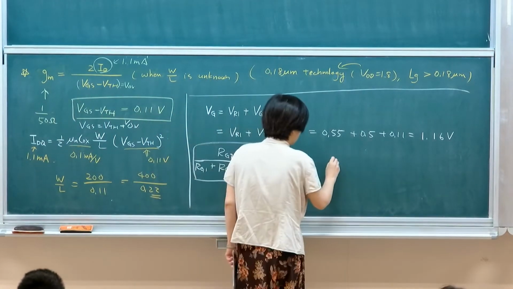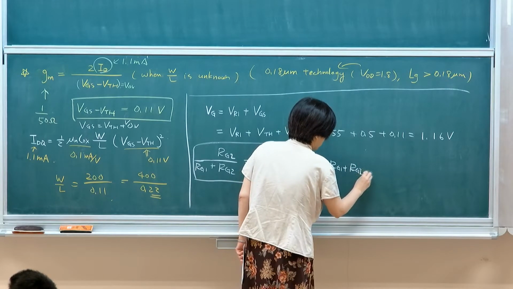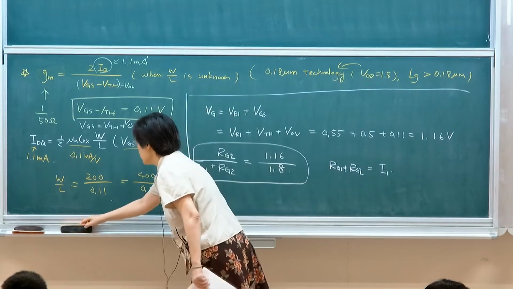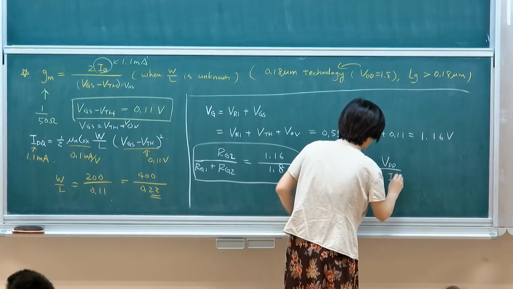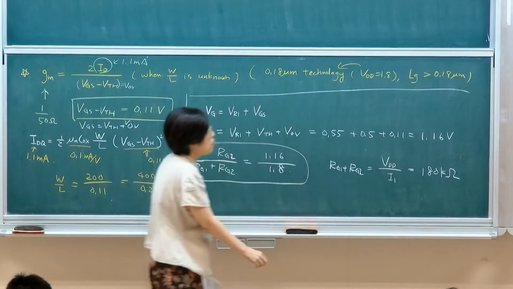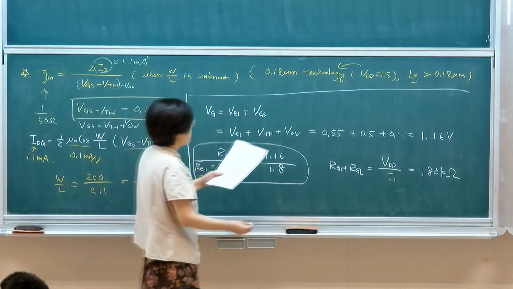And the other thing is that the absolute value of this resistor, RG1 plus RG2, should equal VDD divided by I1. So the total resistor, the sum of the resistors, should equal 180 k ohm in order to set I1 to 10 microamp. If you set I1 to 10 microamp, this is what you get. And then we could find out the absolute value.